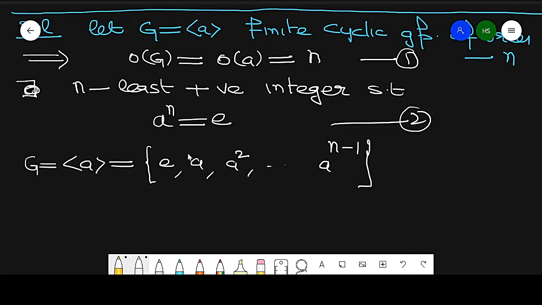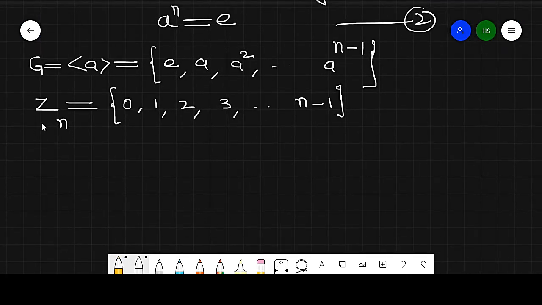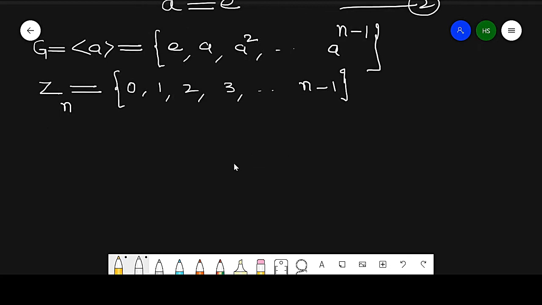So what is Zn? This is integers modulo n. So Zn is 0 bar, 1 bar, 2 bar, 3 bar, and so on up to n minus 1 bar. It is also written in terms of bar. So Zn is modulo n. Now define a mapping. Clearly this mapping is one-one, onto, and an isomorphism.